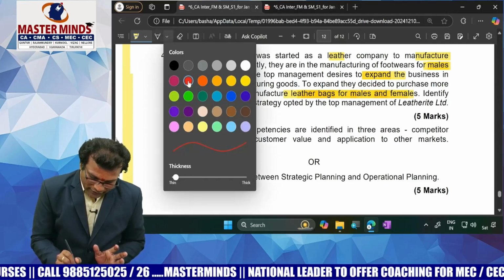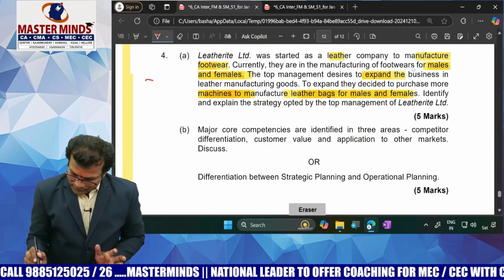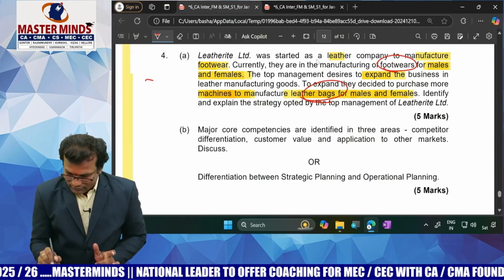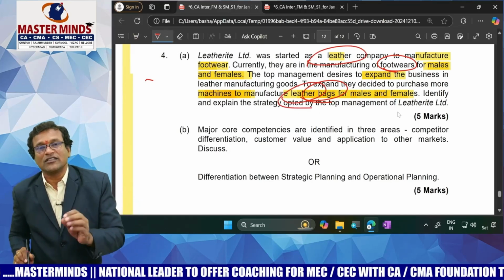What is the old product here? Footwear. What is the new product? Bags. Both have the same raw material, leather. They are using the same factory.